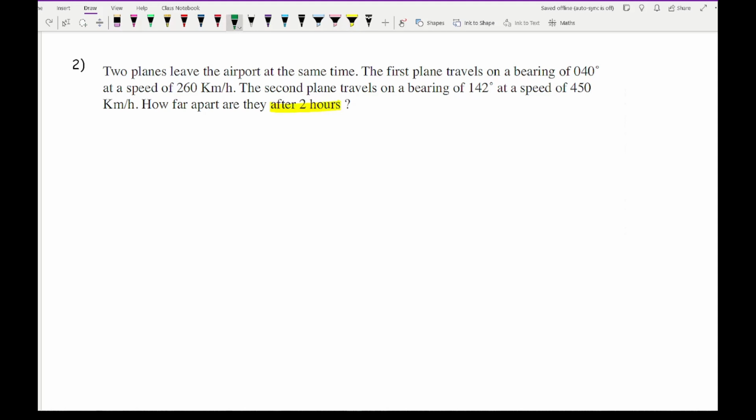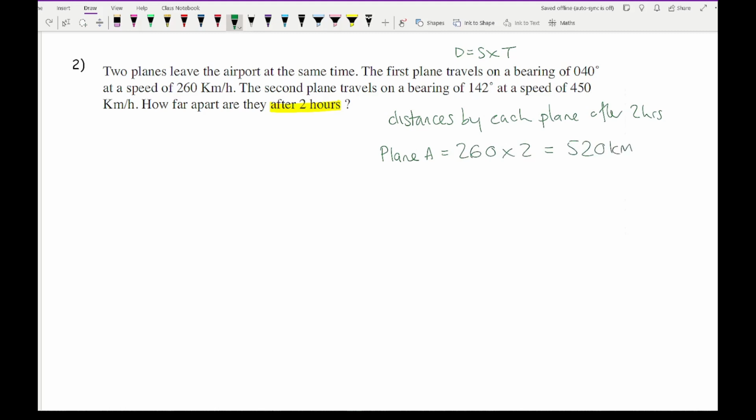So the first thing I need to do is work out the distances traveled by the planes. So if I just write distances by each plane, and this is after 2 hours. So again, remember that distance is equal to speed times time. So here for plane A, it's going to be 260 times 2, which is 520 kilometers, and plane B is going to be 450 times 2, which is 900 kilometers.